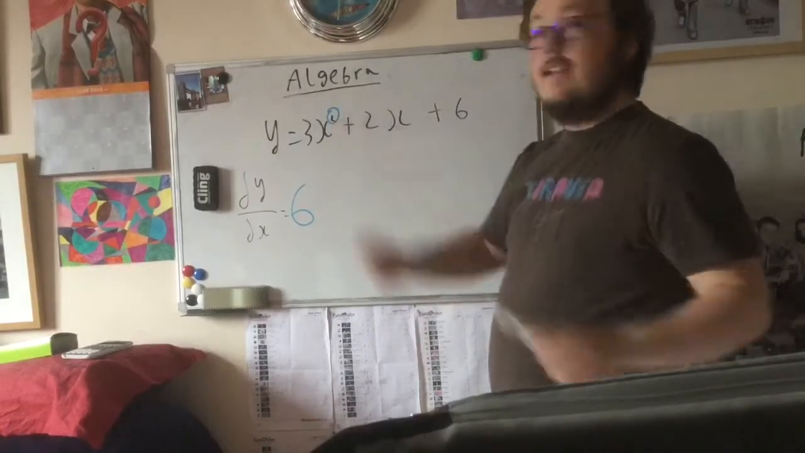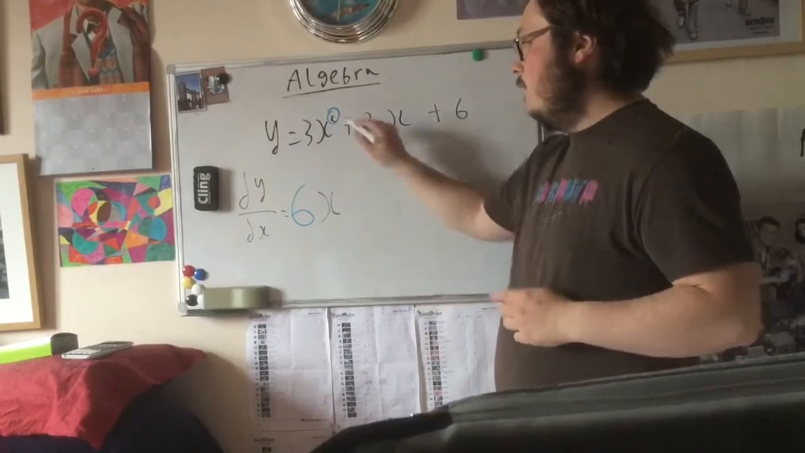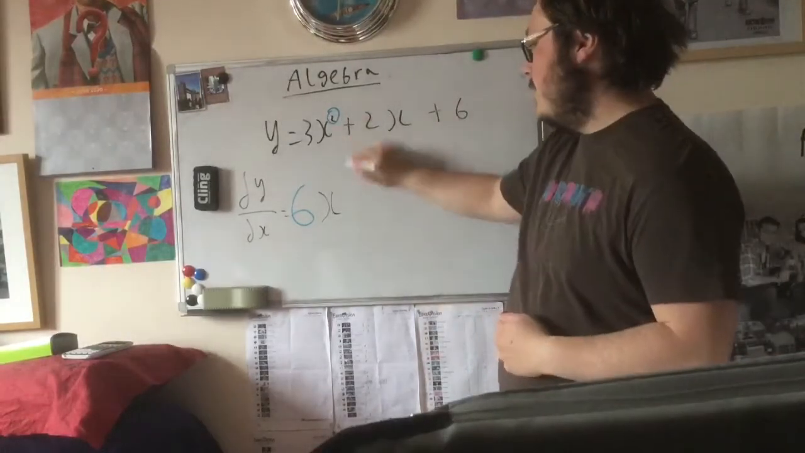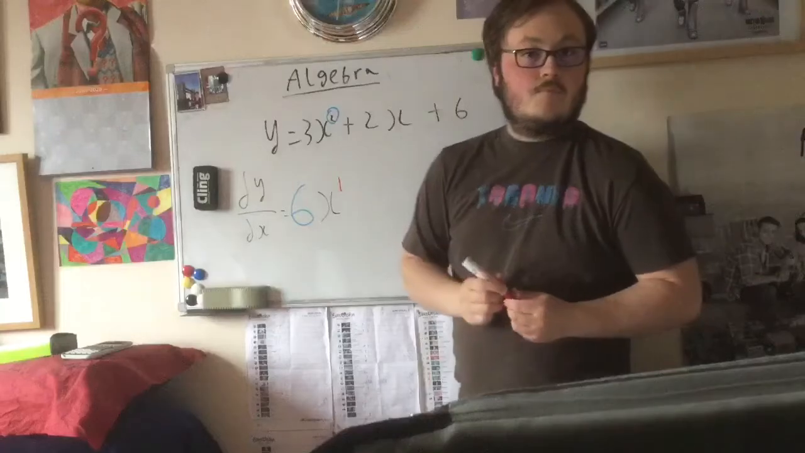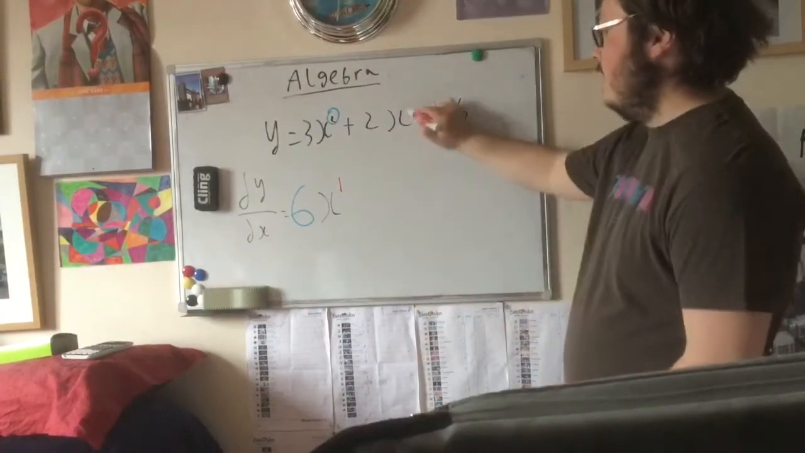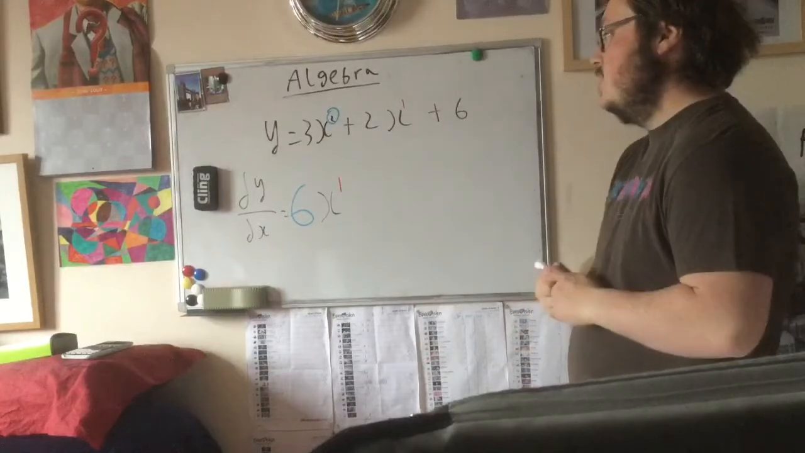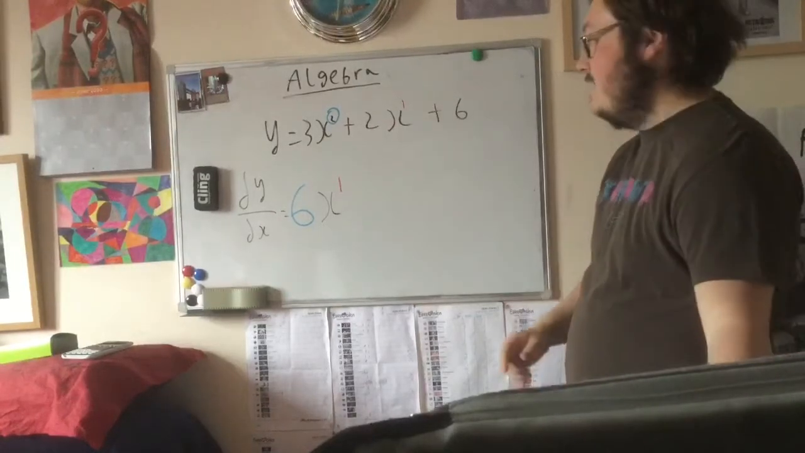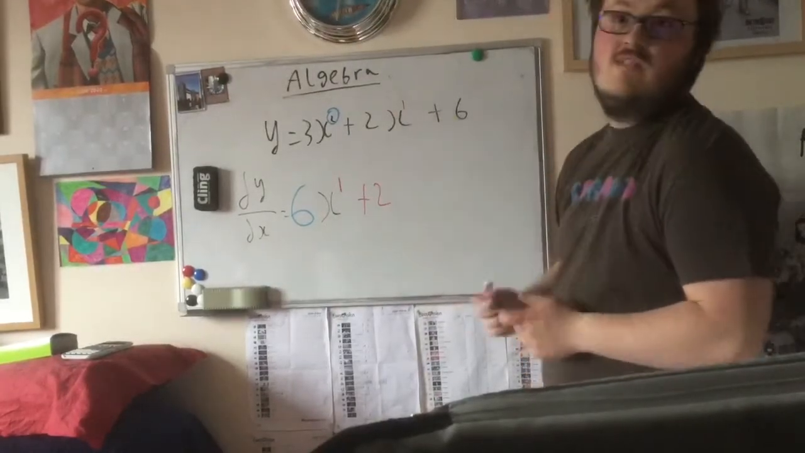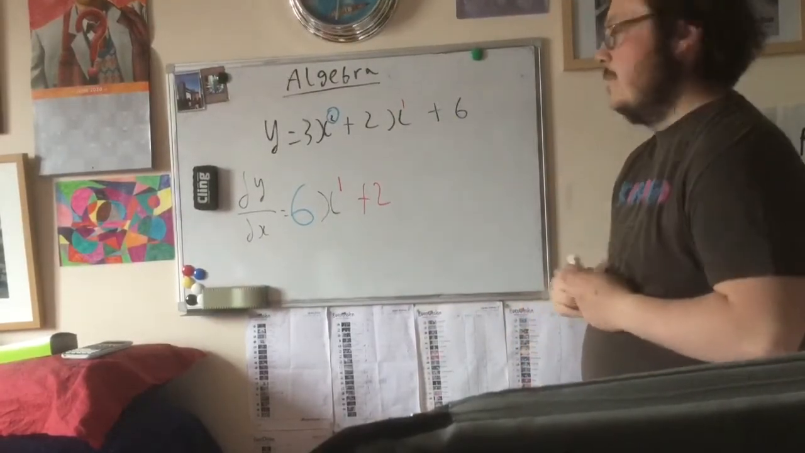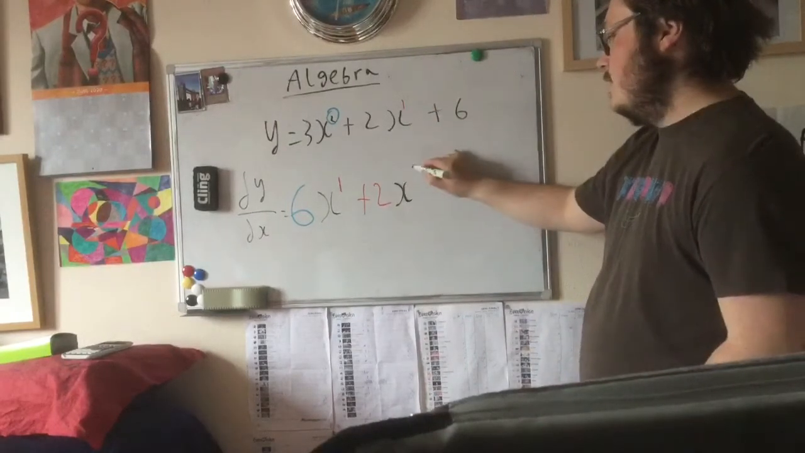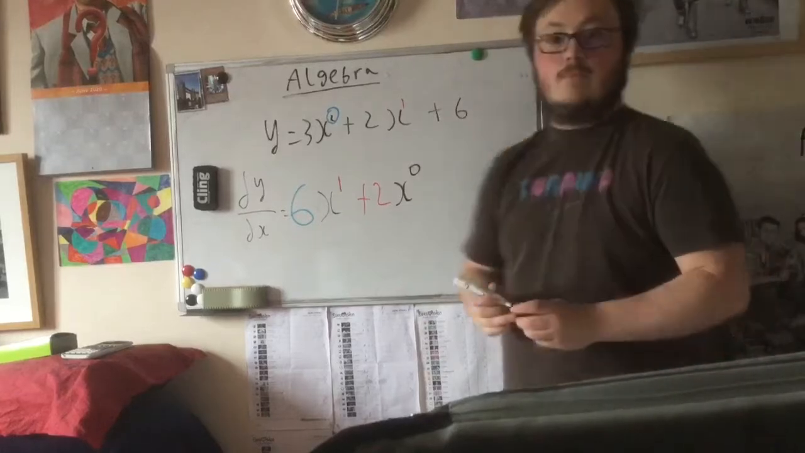Now what will our x now be to the power of? Well, we have 2 subtract 1. That means that this part of the equation will be x to the power of 1. Now let's do this one. 2x is the same as 2x to the power of 1. So we do 1 times 2, and that ends up with, you guessed it, the 2 that we started with, because 1 times 2 is just 2. But then we do 1 take away 1, so it's 2x to the power of 0.